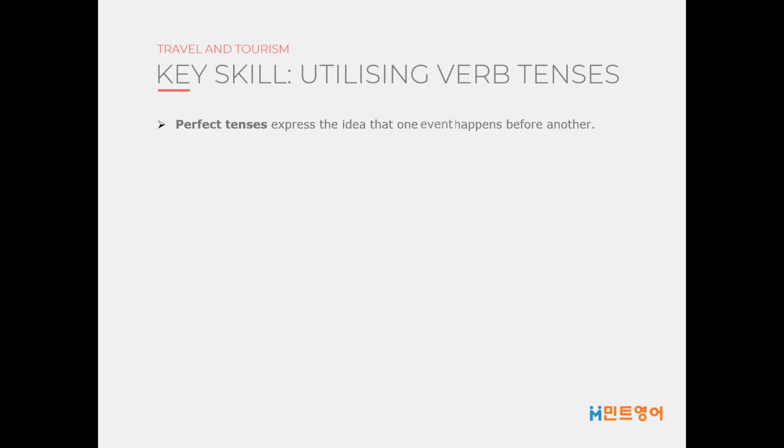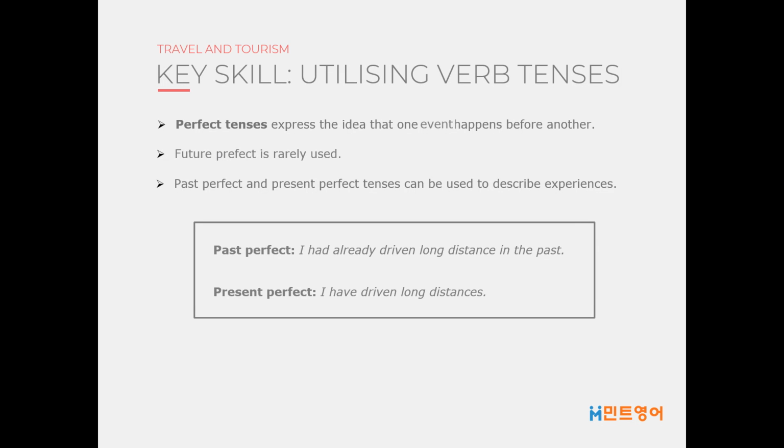Perfect tenses are the most complicated to use. They express the idea that one event happens before another event. However, past perfect and present perfect are the only commonly used tenses in this aspect. Future perfect is rarely used. Past perfect and present perfect can be used in describing experiences. Here are some examples.